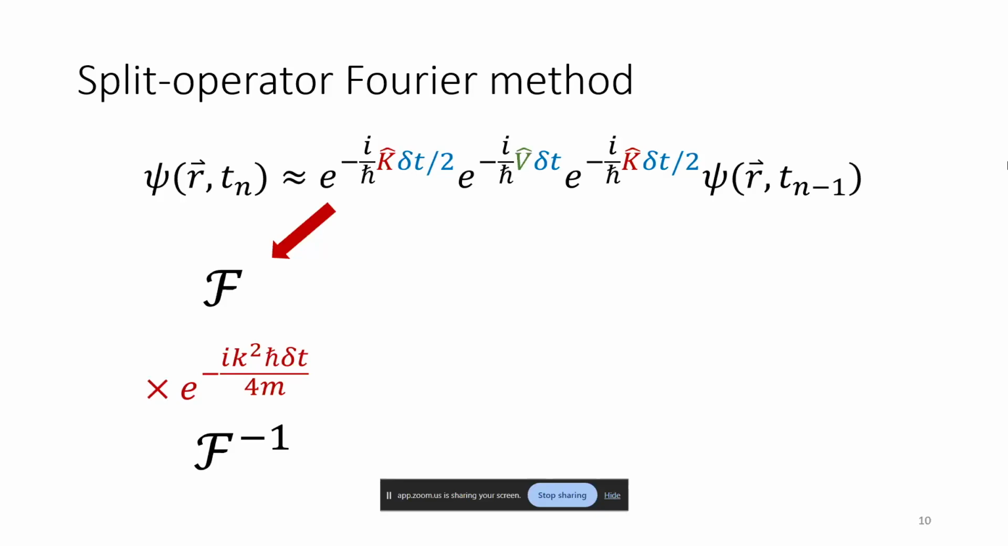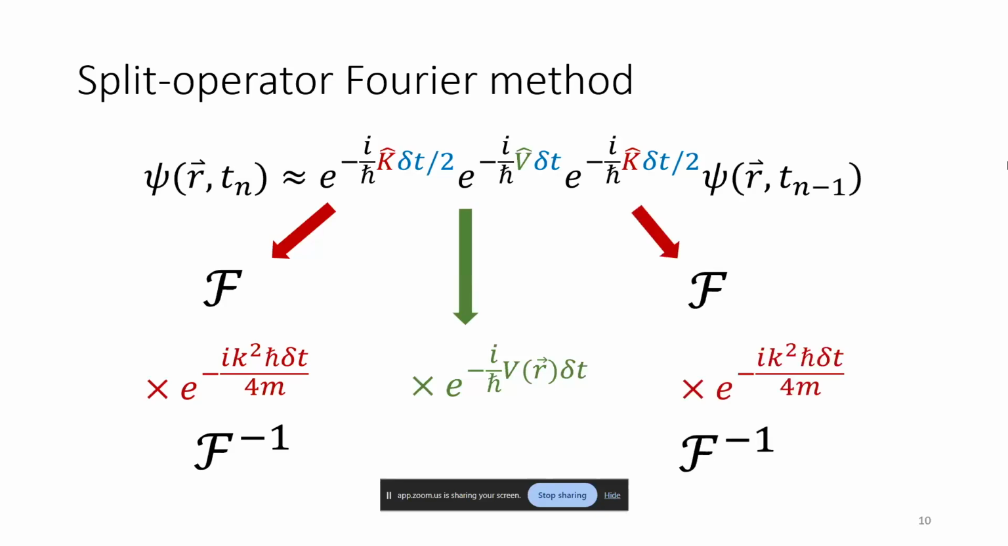So you Fourier transform the wave function, then multiply by this term, which can be seen in the slide, in Fourier space, then inverse Fourier transform. Then in real space, you multiply by the term containing only the potential function. This is a localized potential function in space. And of course, for the last term, you repeat the first three steps. And you iterate over this many times to evolve your state.